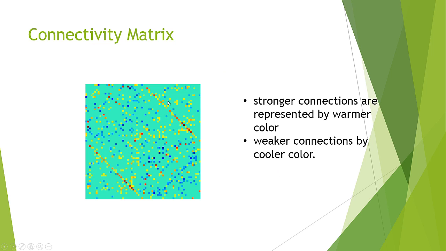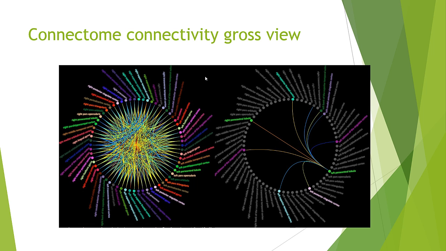For a typical brain network, you can see there are just a very few dots that have warmer colors, and most of them belong to the cooler color group. So from this graph, we can deduce to some degree that the brain connectivity may conform to a certain power law distribution.